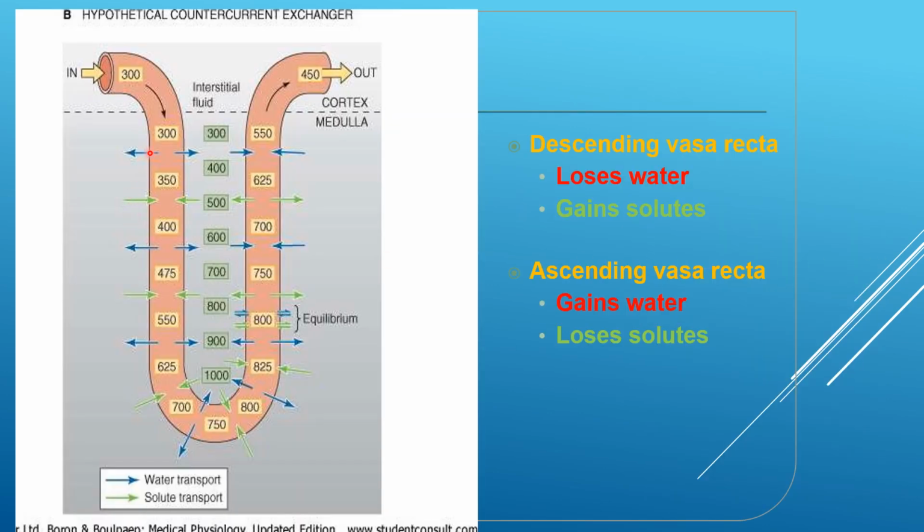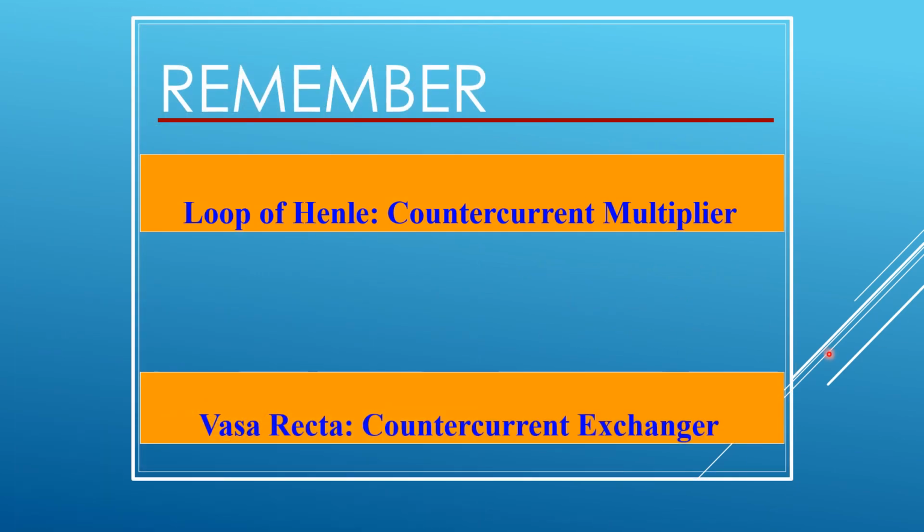Okay, so again the same thing is shown in this picture. In the descending vasa recta, water will be moving out and solutes will be entering, and in the ascending vasa recta, water will be entering in and solutes will be moving out. So you have to remember these two things. Loop of Henle is the countercurrent multiplier and vasa recta is the countercurrent exchanger. These two are very important. This will come as MCQs and most commonly asked viva questions.